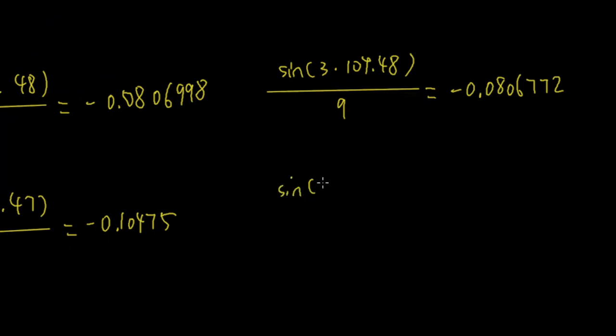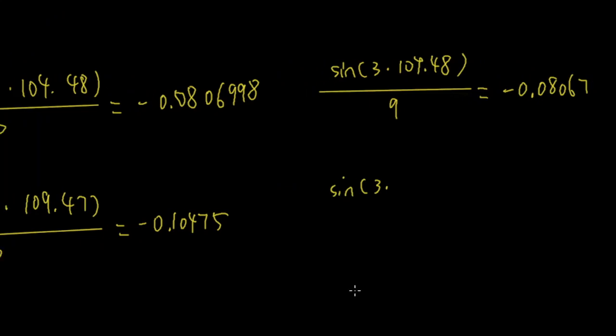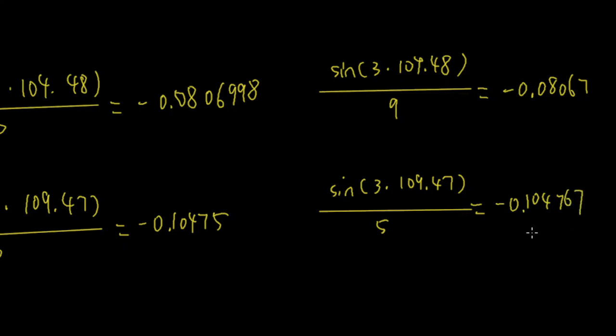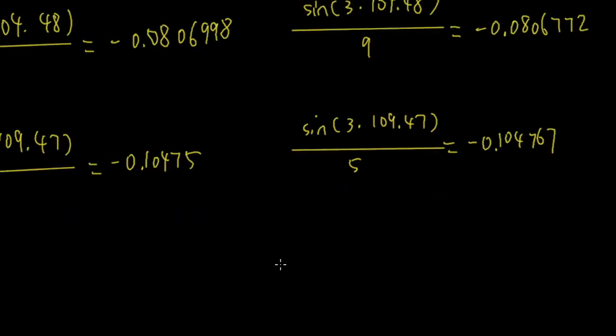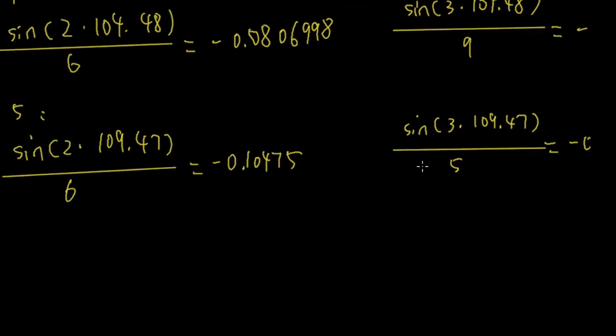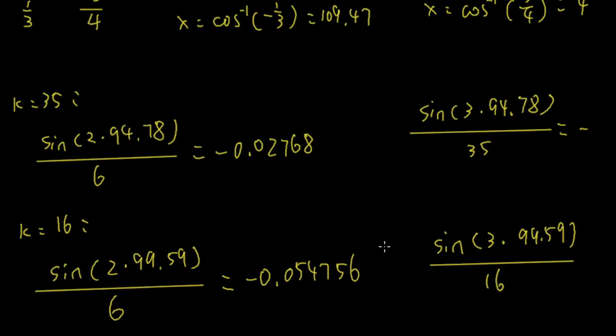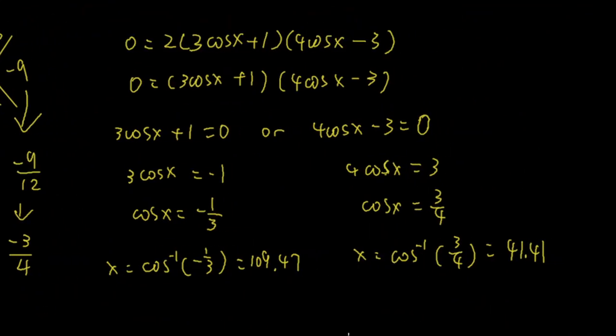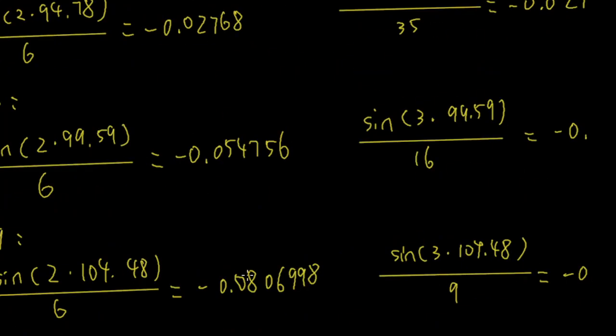On the right side, sine 3x over k, so sine 3 times x, which is 109.47, an approximate value, divided by k, which will be 5 in this case, and that will give you negative 0.104767 approximately. Again, there's a little bit of rounding difference because 109.47 is just an approximate value. Now, we have two values too for this pair, so we will try the 41.41 out for x.